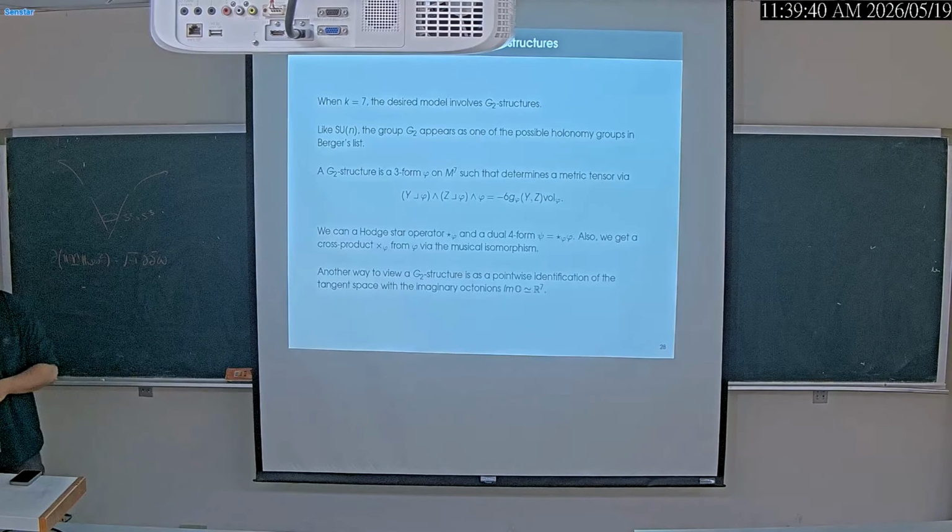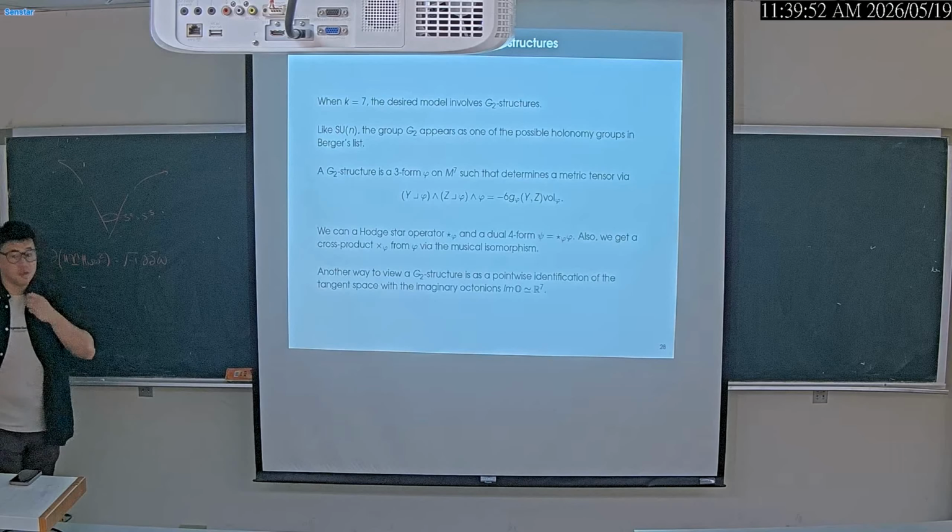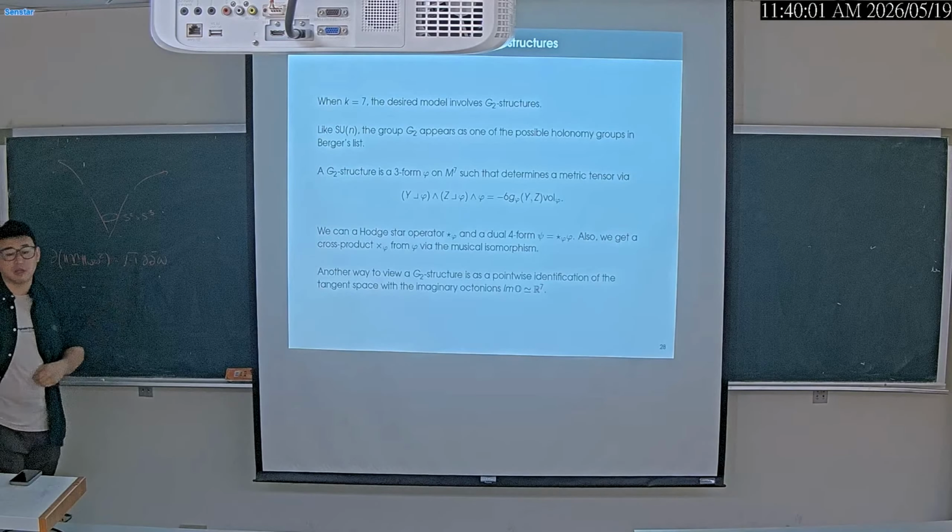Is this G2 the G2 in the classification of semisimple Lie algebras? Sorry, what? The algebra. I think it should be. Yeah. G2, the Lie algebra G2, is the 14-dimensional Lie algebra, right? I mean, this is the Lie group. Yeah, and this is the Lie group for that. Okay. Yeah.